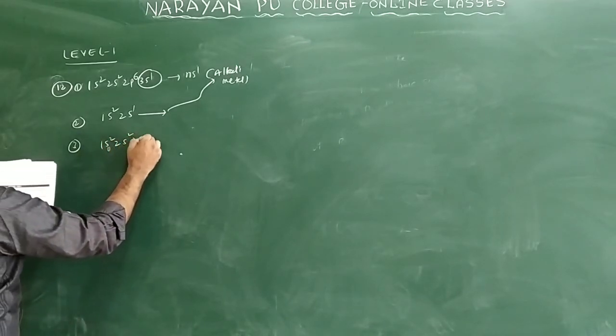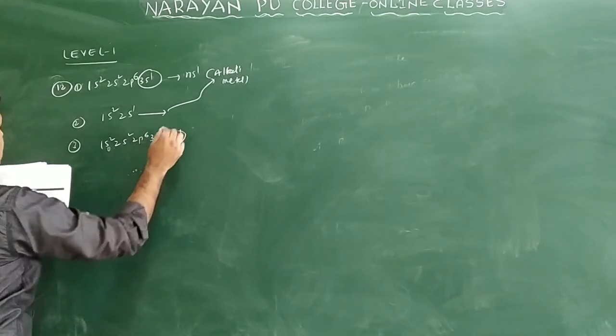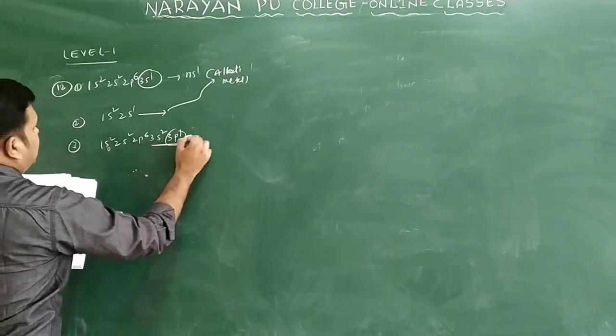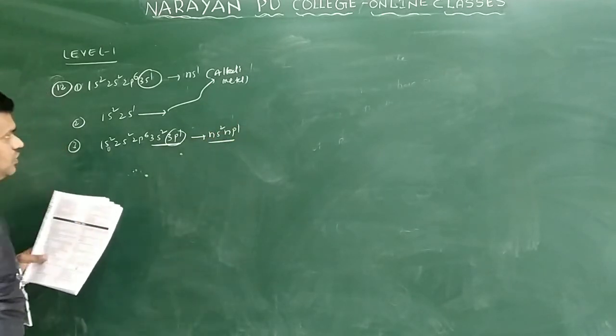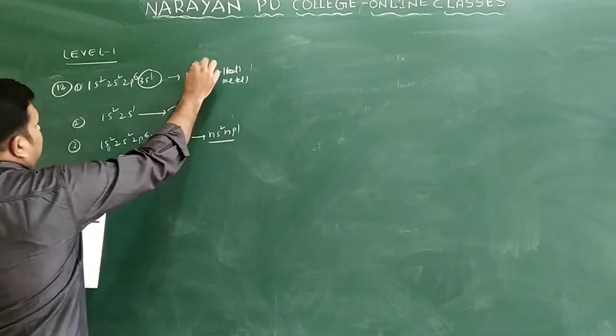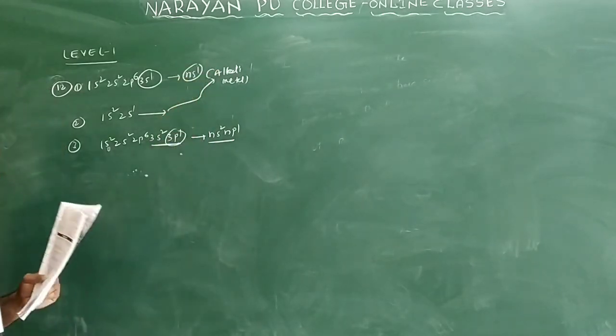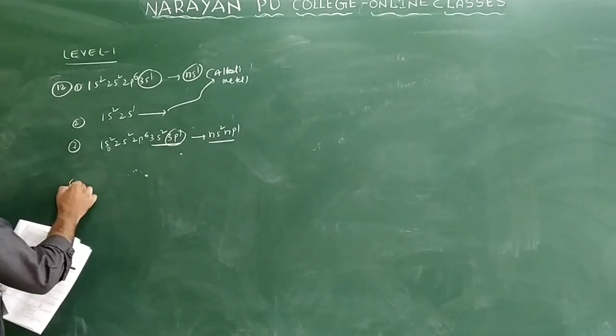And the third one is 1s2, 2s2, 2p6, 3s2, 3p1. The outer shell configuration is ns2 np1, so this does not come under alkali metals. The general electronic configuration of alkali metals is ns1. Here ns2 np1 is given, so it does not belong to the same group.